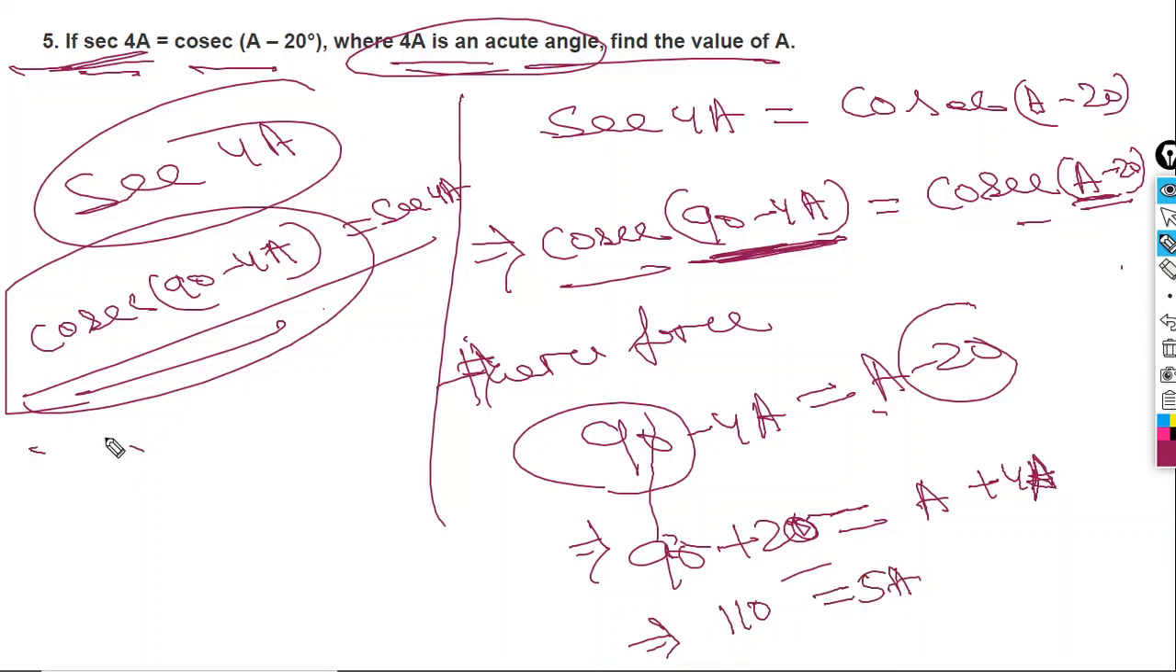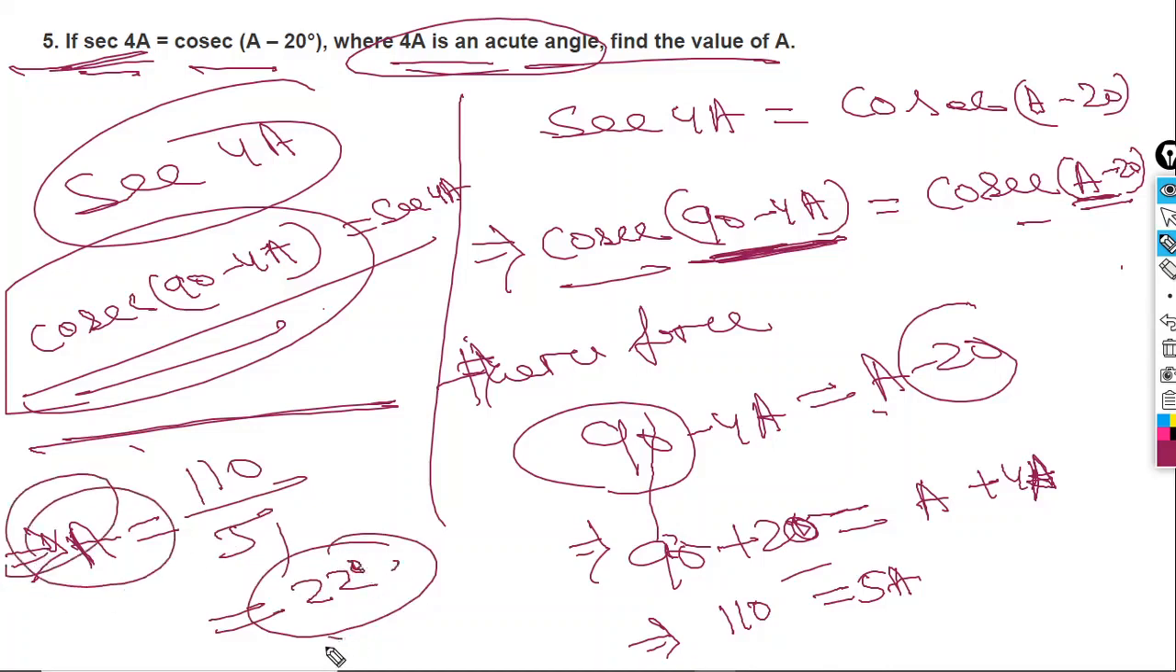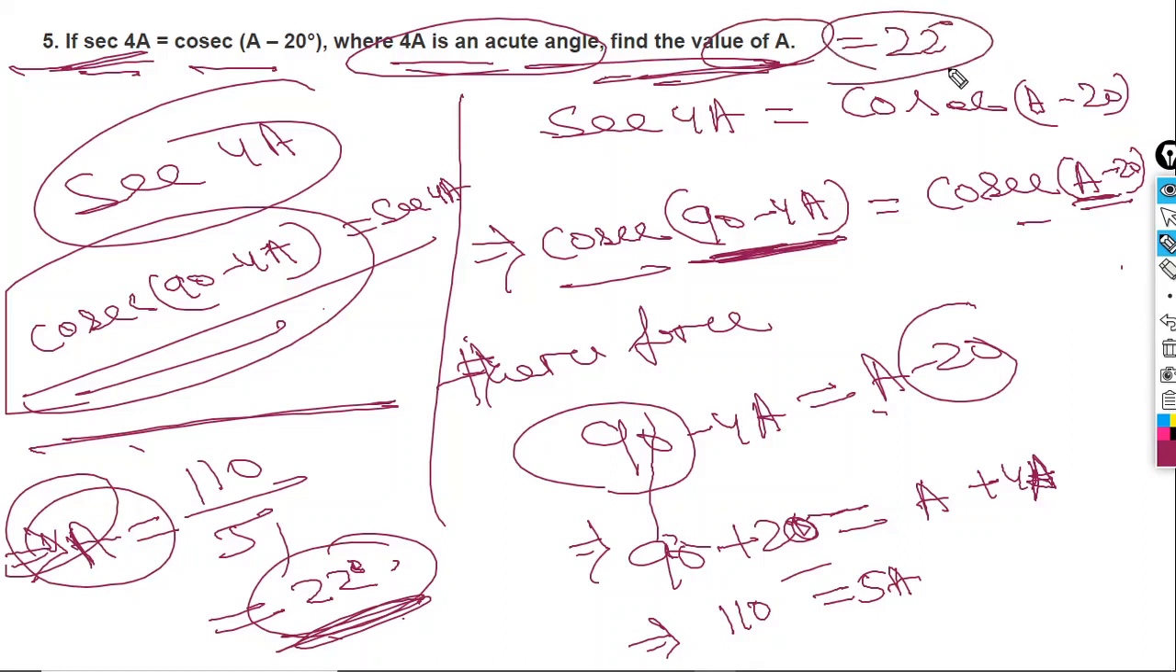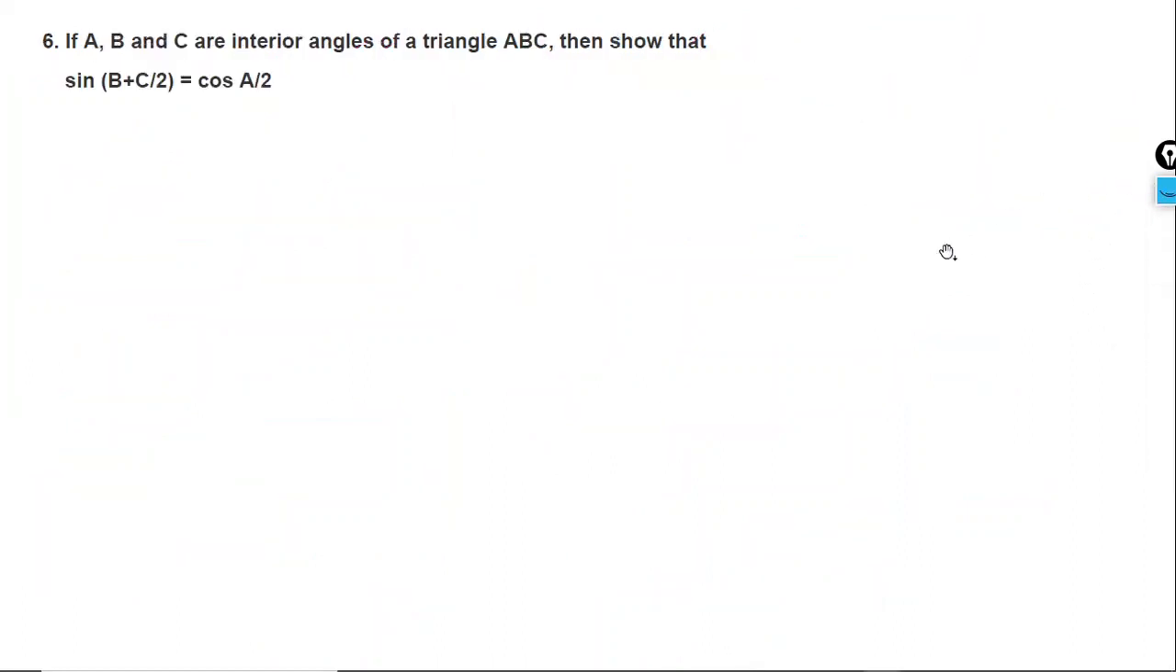Okay, here we will write it, implies a is equal to 110 divided by 5, which is equal to 22 degree. So we found the value of a to be 22. Okay, so the question is find the value of a. We can write value of a is equal to 22 degree. Now question number 6.